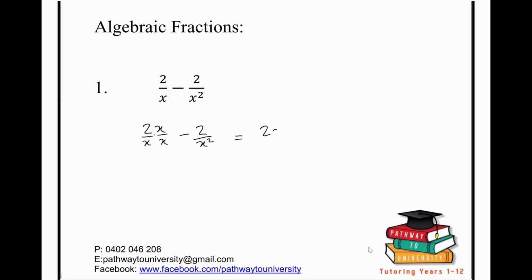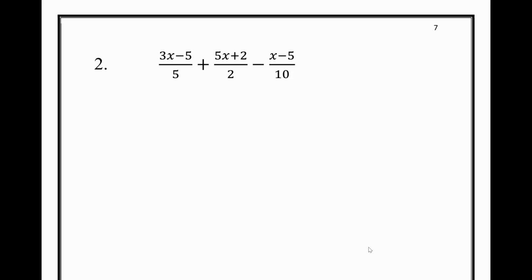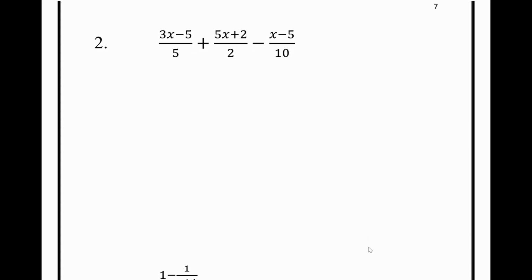This will give us 2x over x squared minus 2 over x squared. Simplify this by simply putting them under the same denominator, which will give us 2x minus 2 divided by x squared. Moving on, we have 3 parts now.